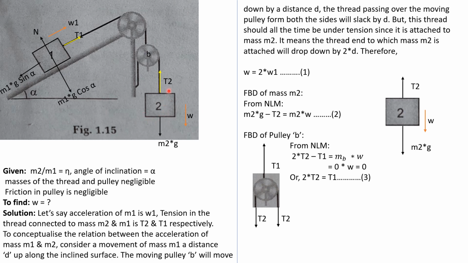Weight of the body 2 is acting downwards, that is M2G. We have assumed that this is moving downward with an acceleration W. And W1 is the acceleration of mass 1 up along the inclined plane.